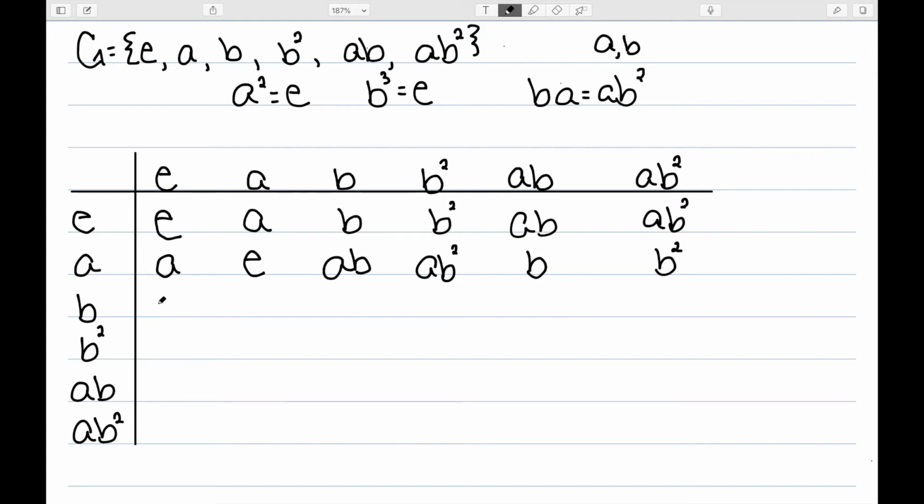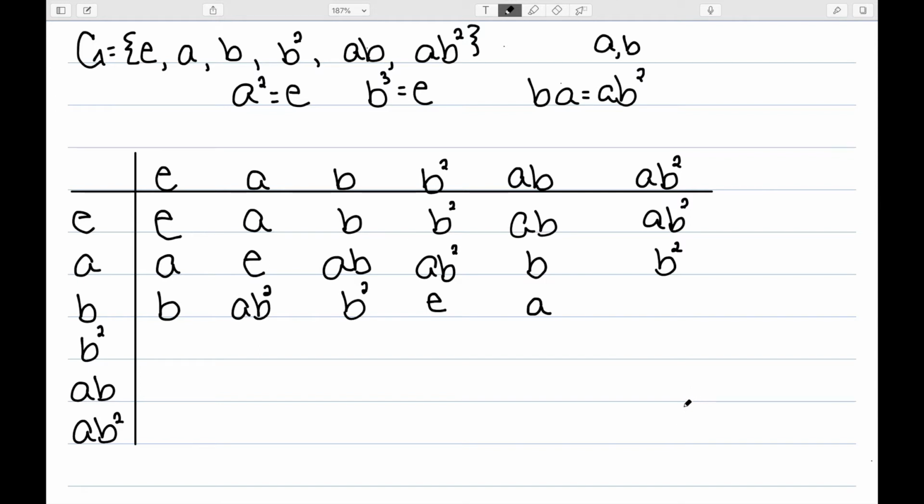The next row, B times E will be B. B times A, according to my operations, gives me AB squared. B times B will be B squared. B times B squared is B cubed, which is the identity. We then have B times AB, and for that one I'm going to do some side work. We know that BA is the same thing as AB squared, so this is now AB squared B. We know that B cubed is the identity, so this would result in just an A.